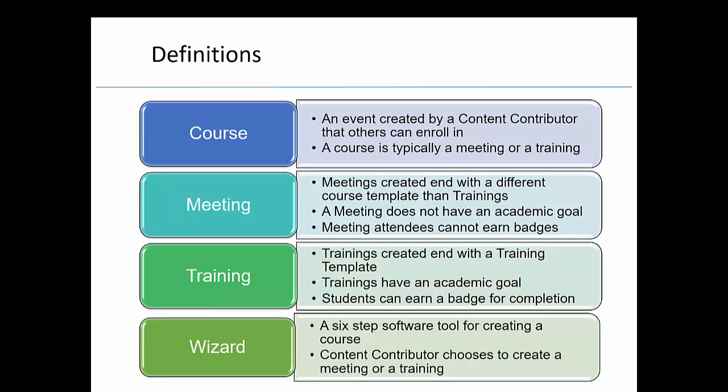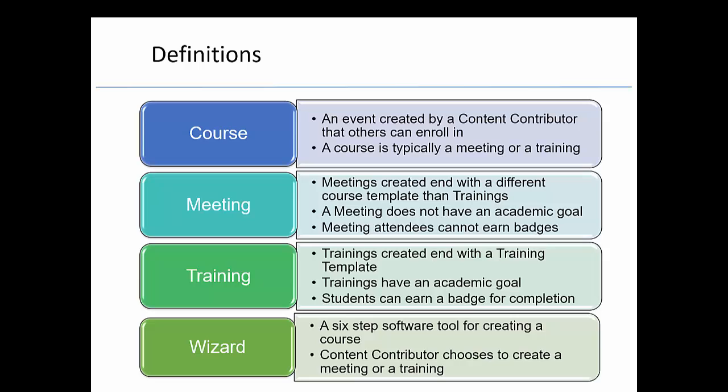What's the difference between a meeting and a training? Let's start with a training first. A training is a multi-topic event. It has an academic goal, and students that attend the training can earn a badge for completion of the training materials. Meetings, by comparison, are not multi-topic events. They do not have an academic goal, and attendees attending a meeting do not earn badges for being in the meeting.